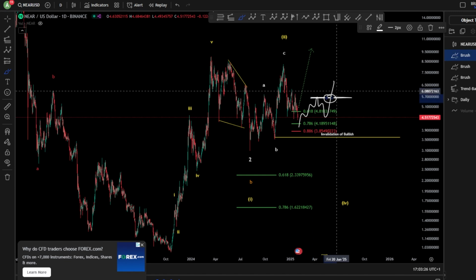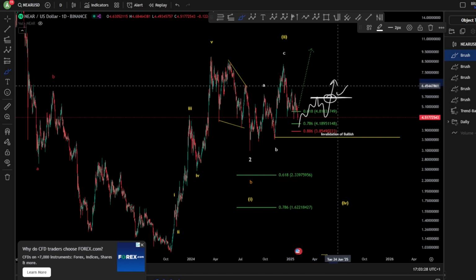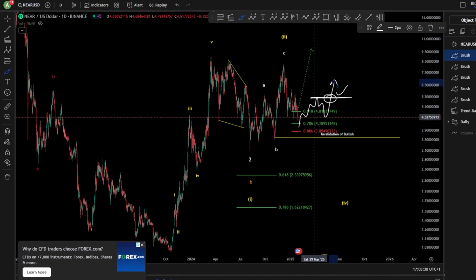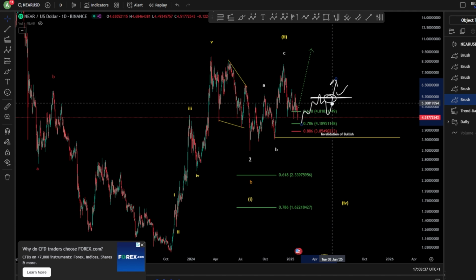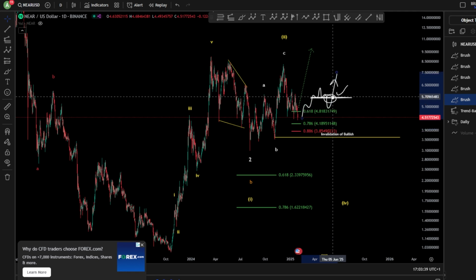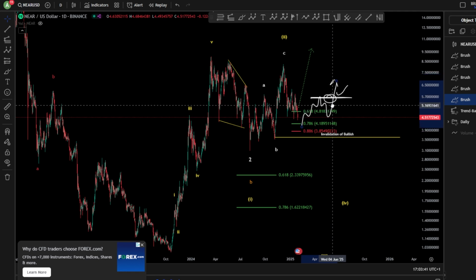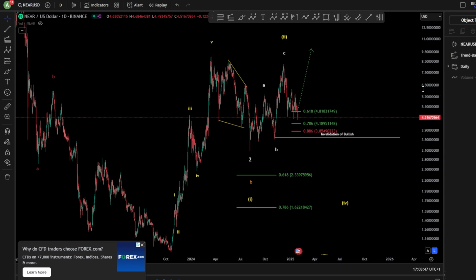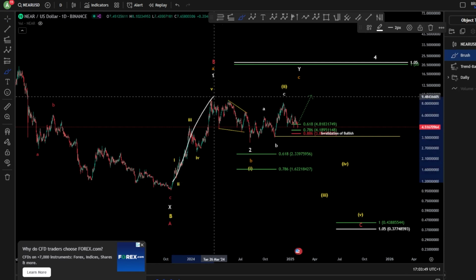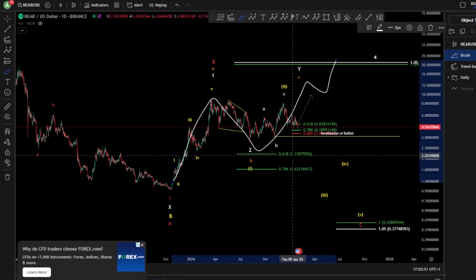This is your confirmation for a bullish scenario, for higher prices. You have to see this pattern repeating anywhere between the green zone here and before hitting the 0.886. If you see this pattern appearing, then we are heading toward the upside for a zigzag or for a 1, 2, and then 3, 4, and a 5.